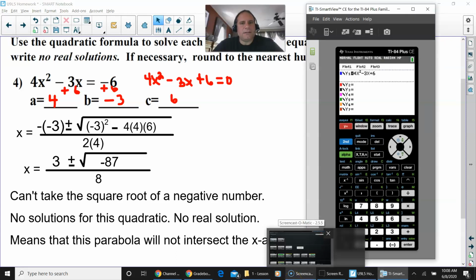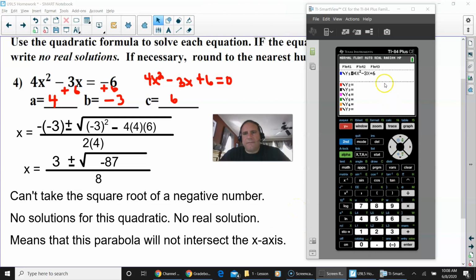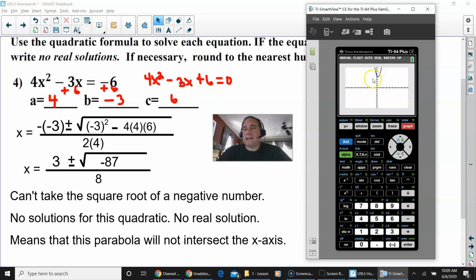Taking a look at this and just checking on the calculator. I have 4x squared minus 3x plus 6. Input it into the calculator. I press graph, and yes, see, look where the parabola is on that graphing calculator, and it is not crossing the x-axis.